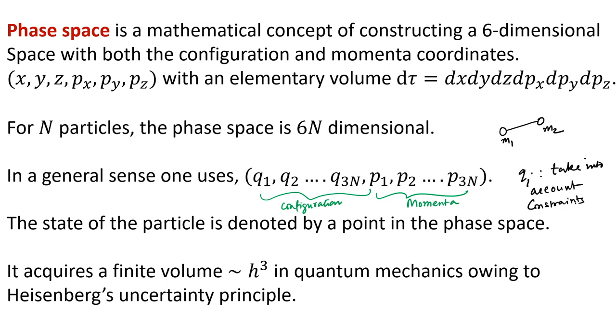All right. So, the state of the particle, this is very important, the state of the particle is denoted by a point in the phase space. So, the state of the system, for example, is a point in the phase space. So, in a 6-dimensional space or 6N-dimensional space, if you put a point there and that point is your system, maybe a classical ideal gas, that is a representation of your system in the phase space.